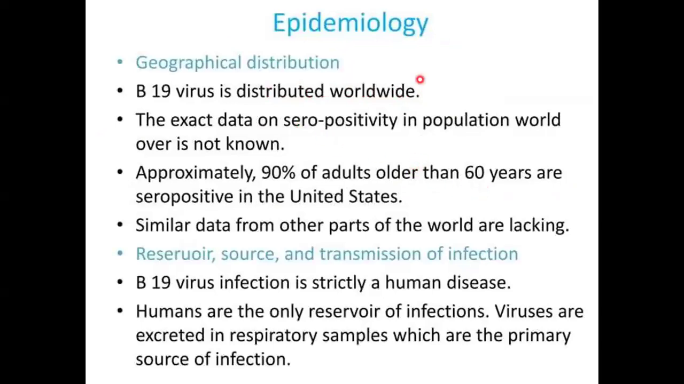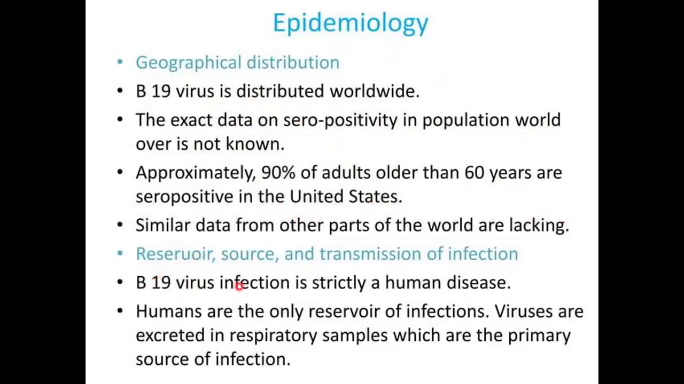Okay. I should have put this slide earlier, but the epidemiology, B19 is distributed worldwide. Exact data on seropositivity in population world over is not known. So patients who have HIV and B19 at the same time, the exact data is not known. So approximately 90% of adults older than 60 years are seropositive in United States. Similar data from other parts of the world are lacking.